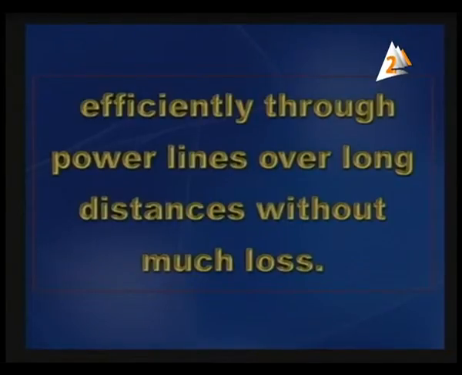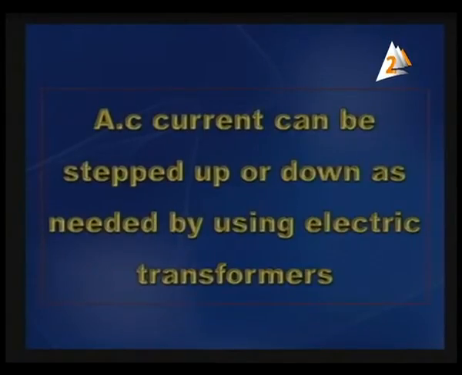So it can be transmitted efficiently through power lines over long distances without much loss. And this is a very important advantage. Also, an AC current can be stepped up or down as needed by using electric transformers. The voltage can be stepped up or down. And of course, when we change the voltage by using a transformer, the current also changes. And I just want to remind you of something. A step-up transformer for voltage is a step-down for current.